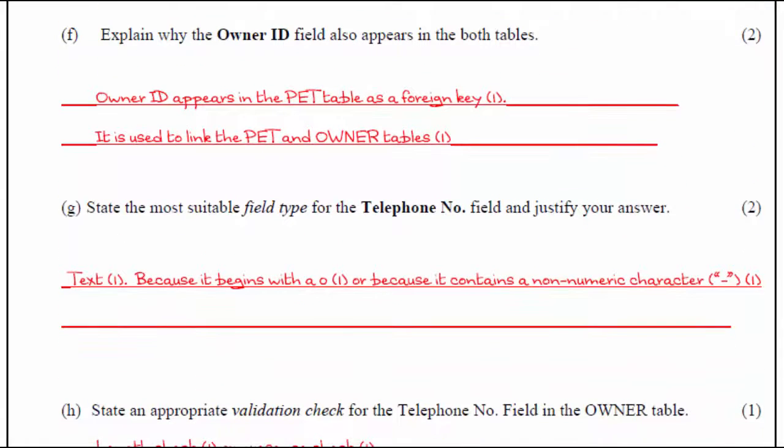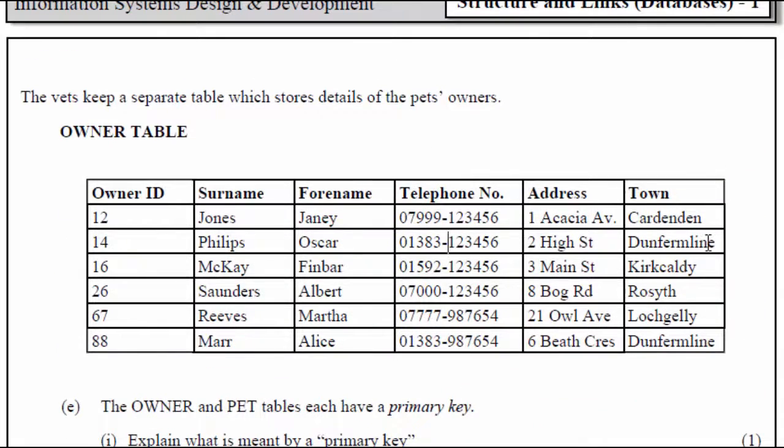And here we go, state the type of validation that's used for the number field and the owner, okay? So if you have a wee look, every single one is the exact same length, so it could be a length check, or it could even be presence, because you have to make sure that somebody's entered a value into the telephone, okay? And that's these questions done.